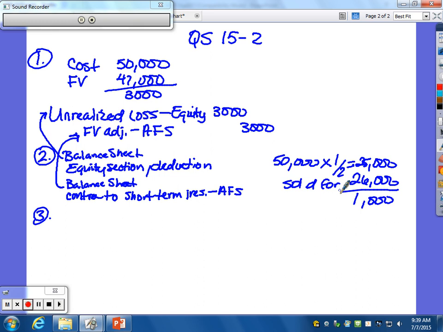So what's the journal entry? Debit to what? Credit to what? Looking at this, did we make a gain or a loss? Gain. So a debit to cash for how much? $26,000, that's what you receive. Credit to what? What short-term investments? Available for sale. $25,000 and what else? Gain on sale of short-term investments, $1,000. Good.